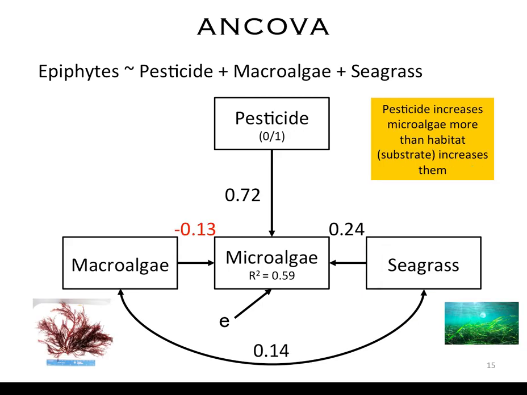There's something else going on there that we're not capturing in this model. Okay, so an ANCOVA might look like this with the microalgae, again, that's the epiphytes here, being impacted positively by the pesticides, and the pesticides are increasing the microalgae more than their habitat, which is the seagrass, or their substrate, increases them. Or the habitat is their substrate. And then this is the macroalgae that we added in here, which seem to have a slight negative impact on the microalgae. So it's just the bigger algae that's living in the seagrass.